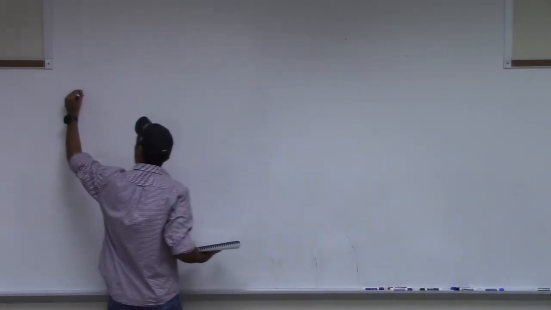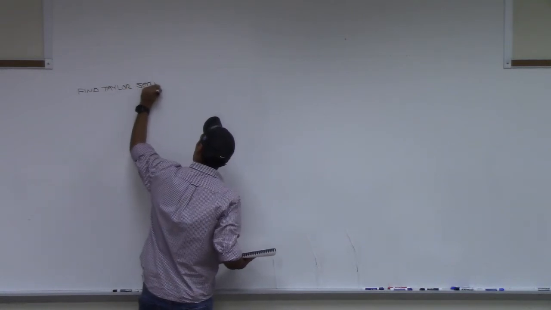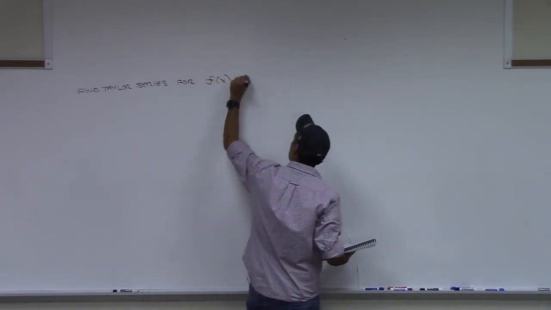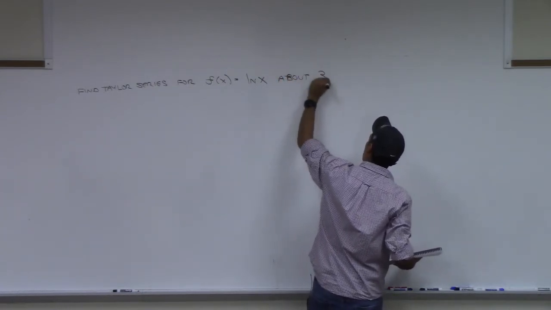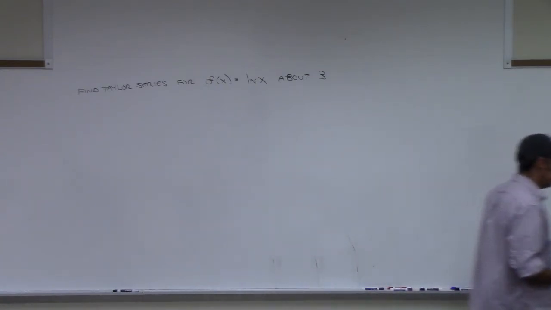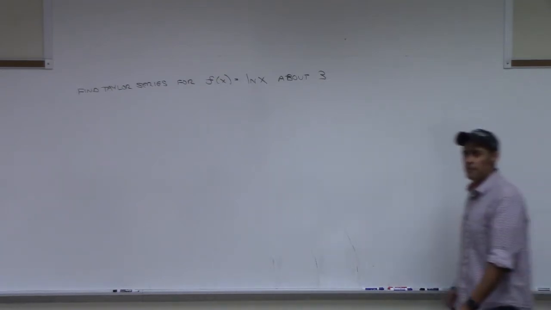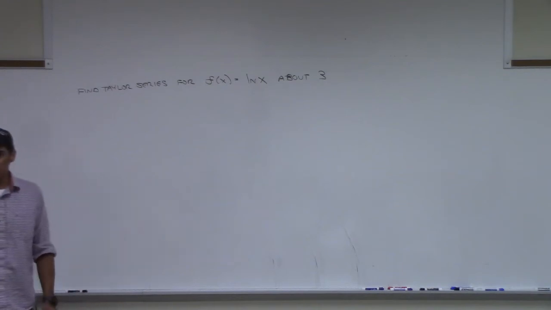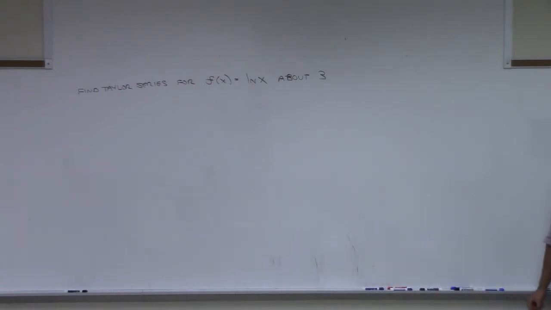Okay, find the Taylor series for f of x equals the natural log of x about 3. Taylor, not Maclaurin. Could we even do Maclaurin here? Not at 0. Maclaurin is a equals 0, and you can't plug 0 into that function. So there is no Maclaurin series for natural log of x. But you can do it about any number other than 0, as long as it's not negative, right?